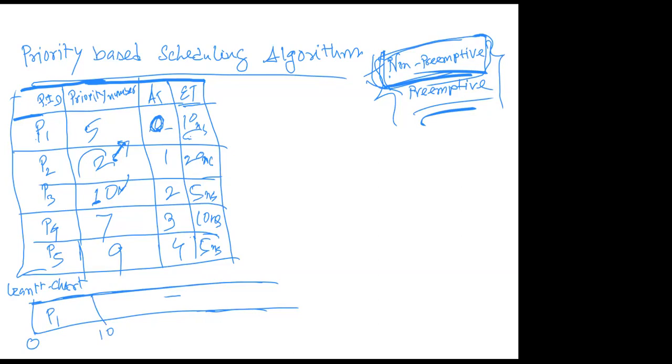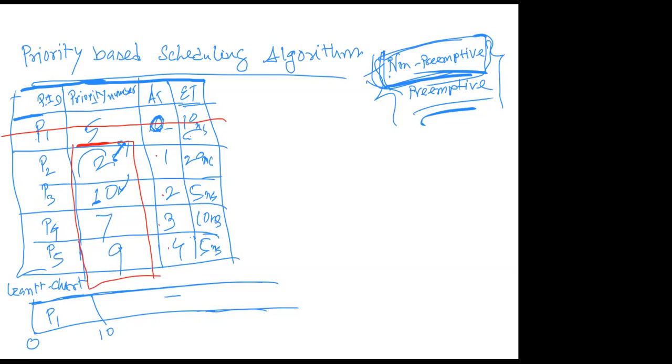After 10 nanoseconds, how many processes are in the RAM? This process completes its execution now. We see that the processes arrive at time unit 1, 2, 3, and 4. So all processes are currently inside the RAM: P2, P3, P4, and P5. Among these processes, which one will get the priority?